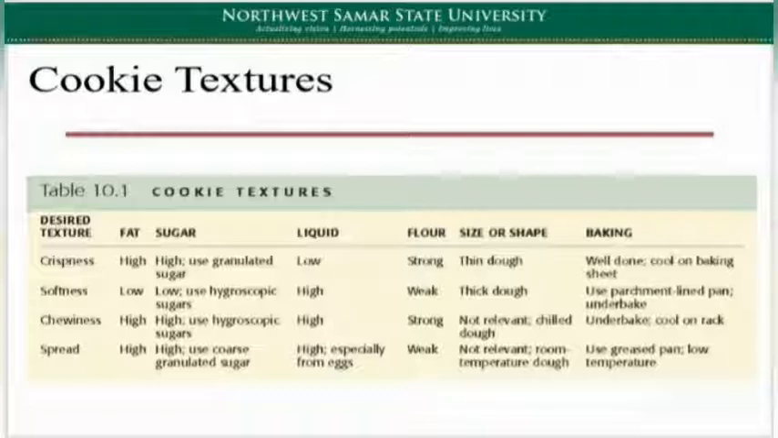Next is the softness. So, it is low in fat, sugar is low, use hygroscopic sugars, and the liquid is high, flour is weak, size or shape, thick dough. Baking, use parchment-lined pan, under bake.